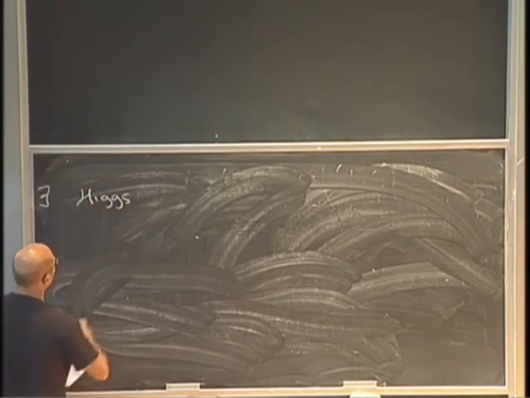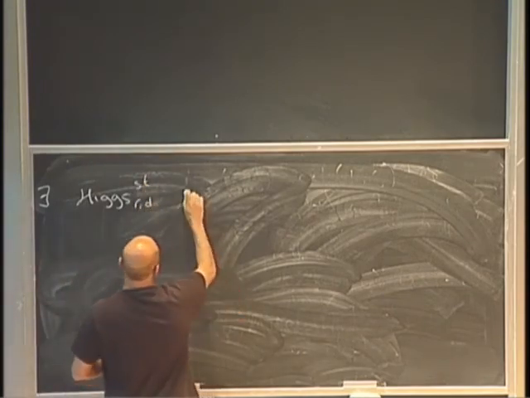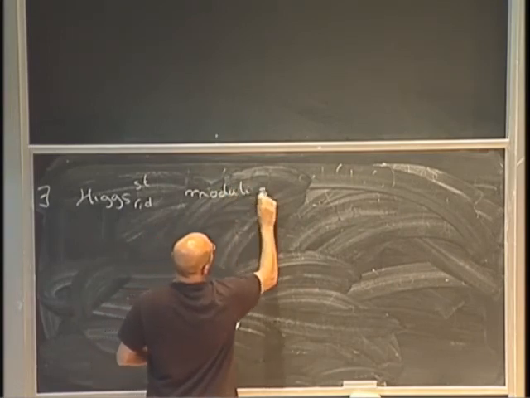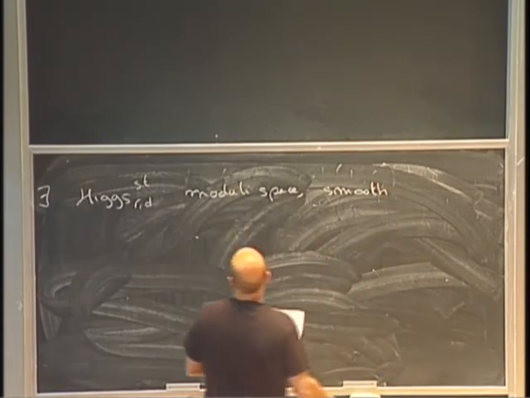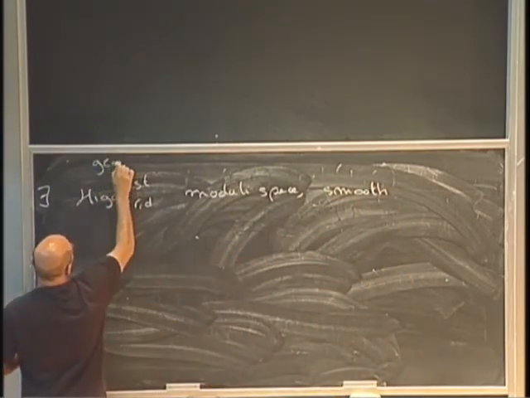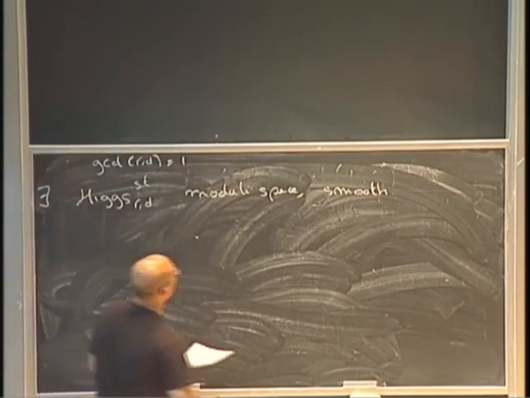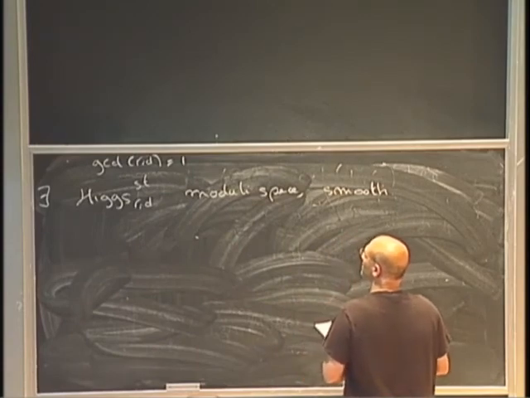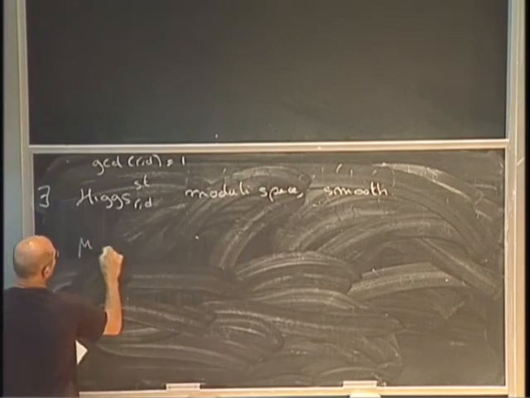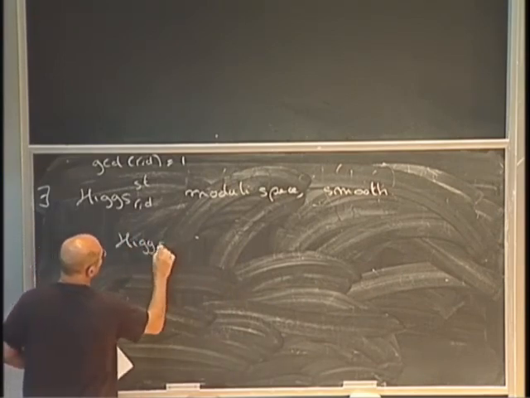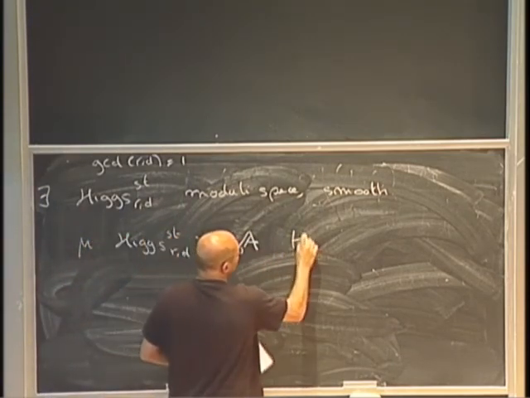I'll be a bit more precise later on, but I'm running out of time. There is a nice moduli space, which is smooth. Let's just assume that the GCD of R and D is 1. So stable and semi-stable are the same. So you have a nice, smooth moduli space, and it's equipped with a map to some affine space, which is the so-called Hitchin map.